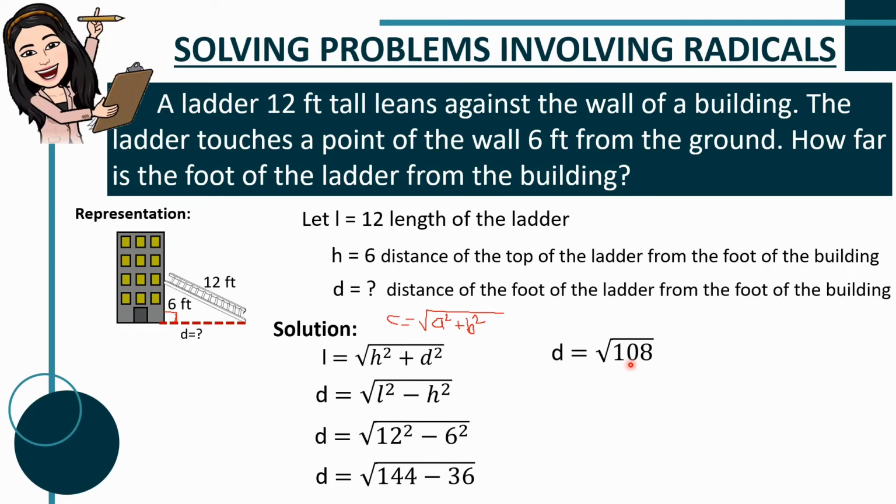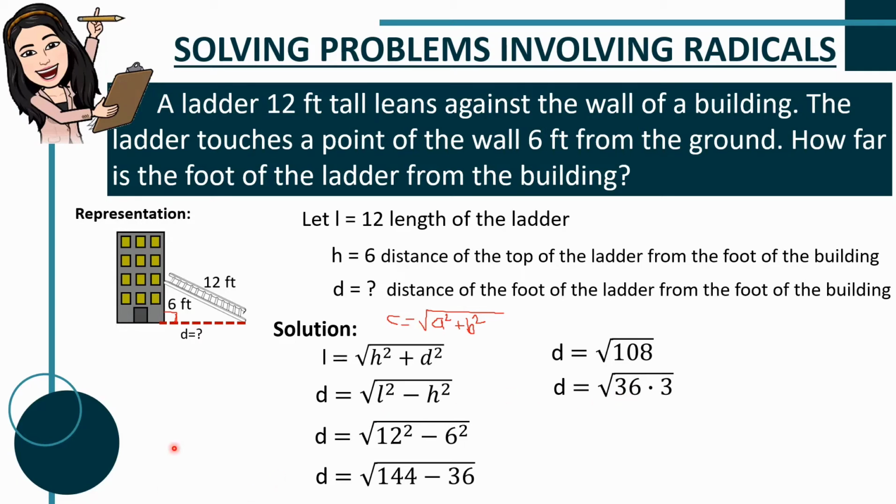And what is that number? Okay, right. That is 36 times 3. 36 times 3 is equal to 108. At ang perfect square number dyan is equal to 36. Okay? Now, let us extract the root.